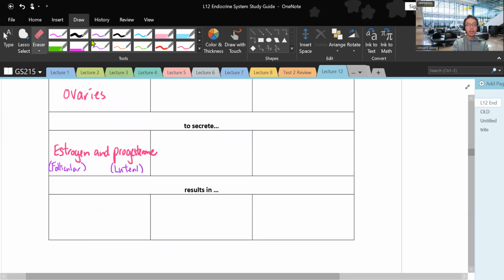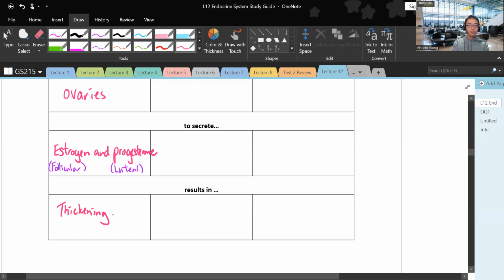And both estrogen and progesterone will result in the thickening of endometrium, right? Of endometrium.